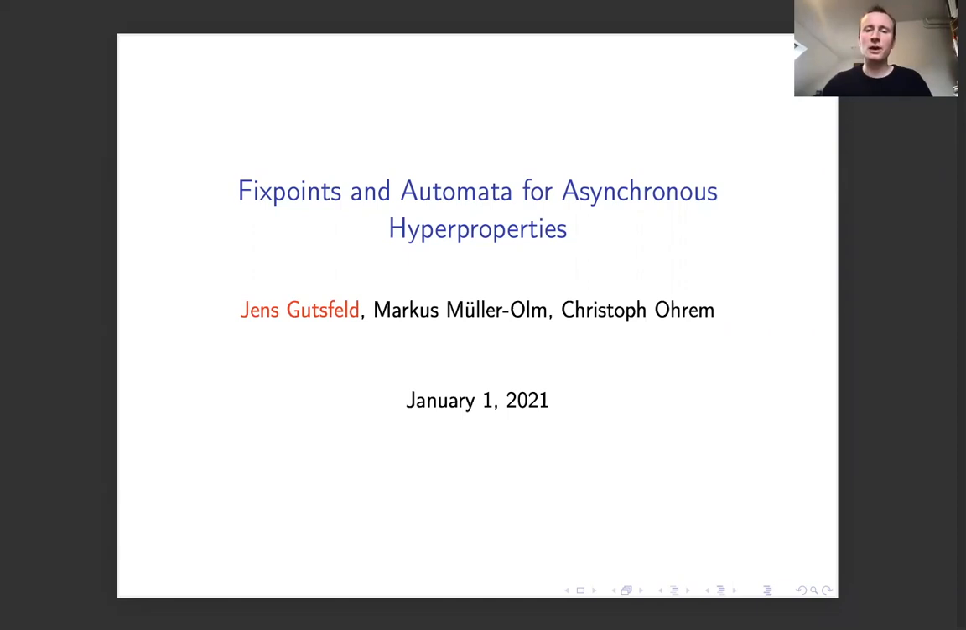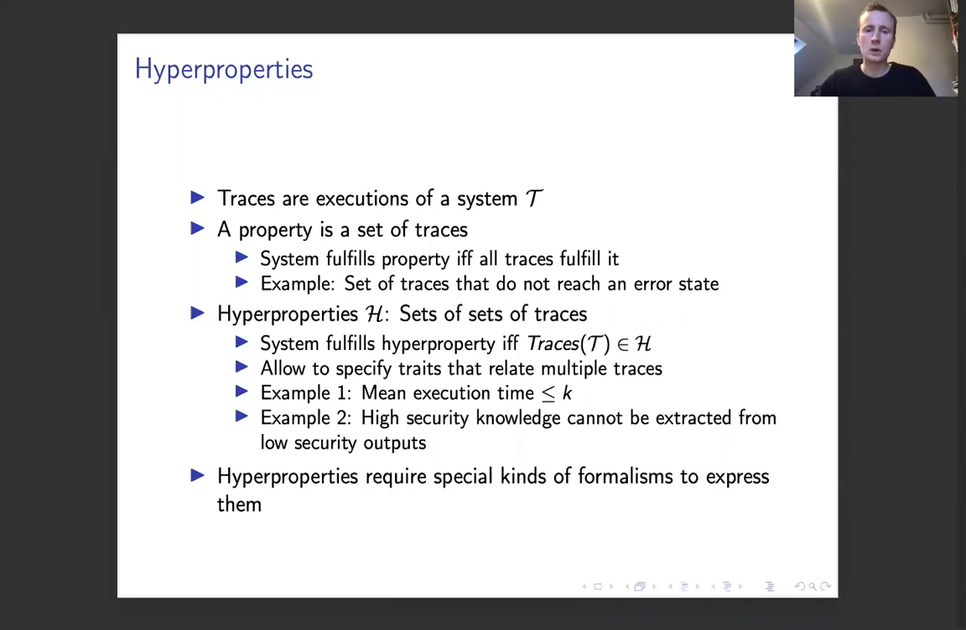In order to give you an outline of what asynchronous hyperproperties are, I will first of all recall the notion of a classical property and then discuss the relation to hyperproperties. Recall that in model checking, we are given a system, usually some Kripke model, and we have executions of that system that we call traces.